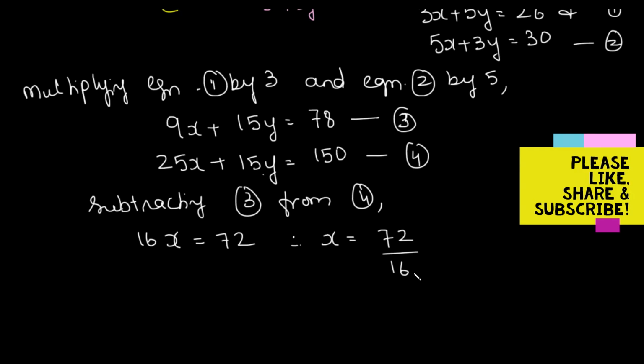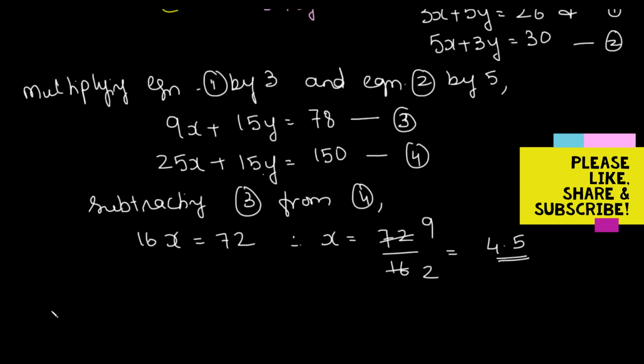We see that 72 and 16 both are in the 8 table. That is 9 8s are 72 and 2 8s are 16. So 9 upon 2, which can also be written as 4.5 because it is convenient for us. Now let us find the y coordinate also. Thus we found the x coordinate of B.